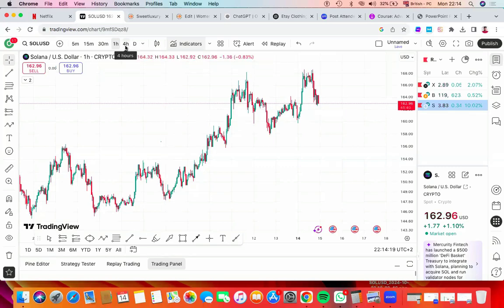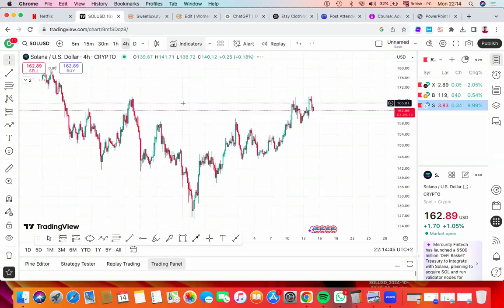So let's say we want to do top-down analysis. The first thing we want to define is the structure, which is the topic of tonight, which is market structure. So we want to first know if the market is bearish, or bullish, or the market is ranging. So in these scenarios, let's look to see what Solana is doing, right?